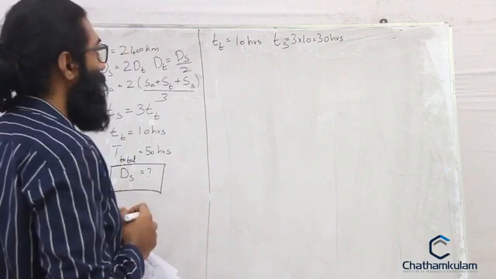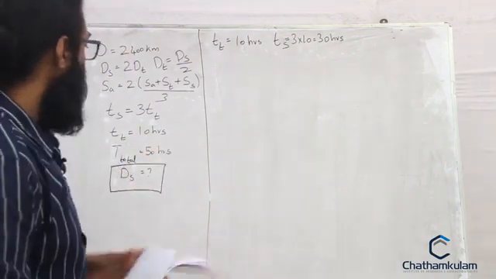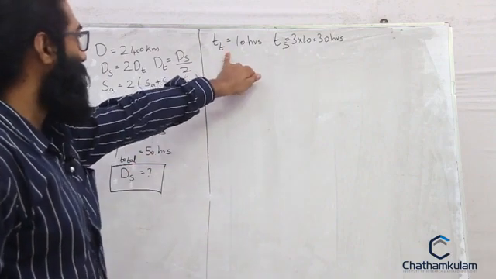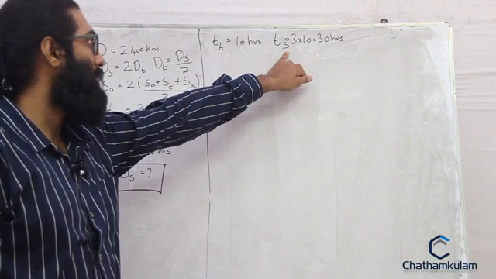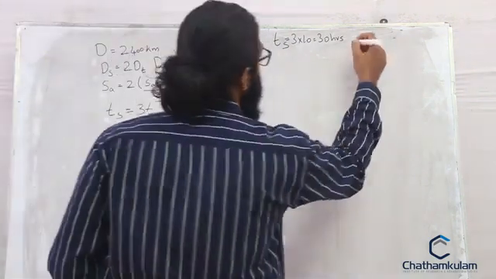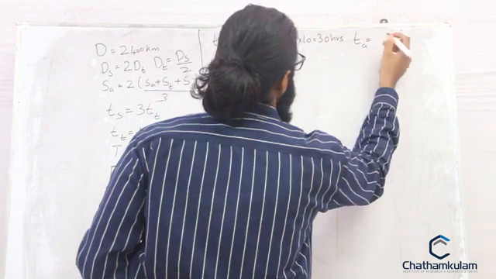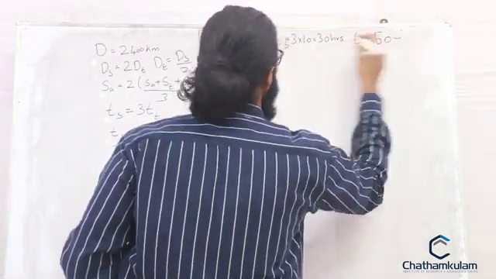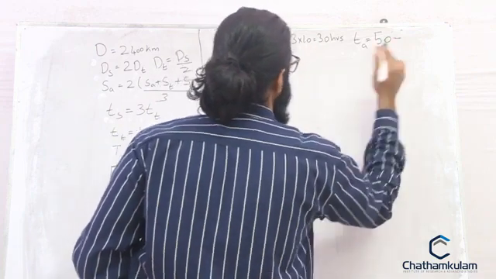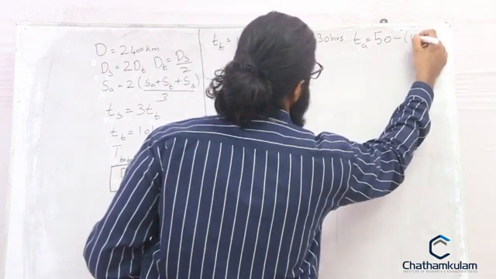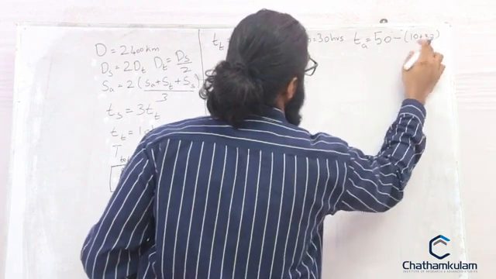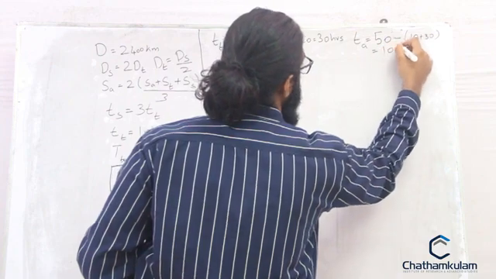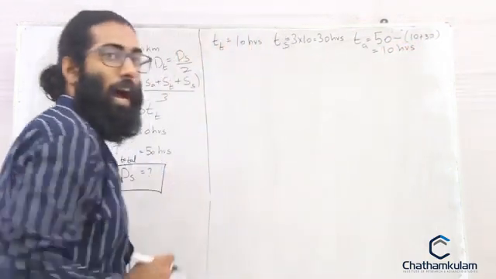The total time is given as 50 hours, and we know the time travelled in train as well as in ship. So we get TA as total time, that is 50, minus the sum of these two, that is 10 plus 30. 10 plus 30 is 40, 50 minus 40 is 10. So we get this as 10 hours.